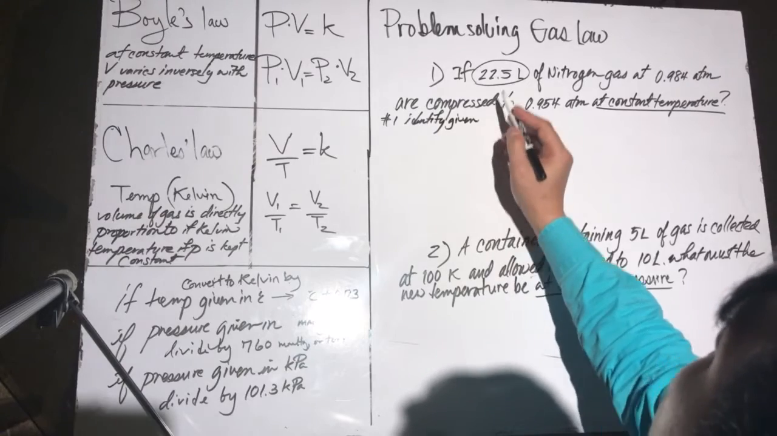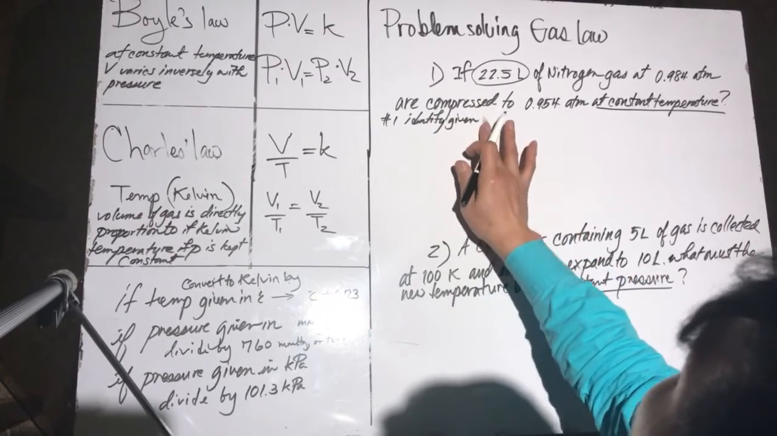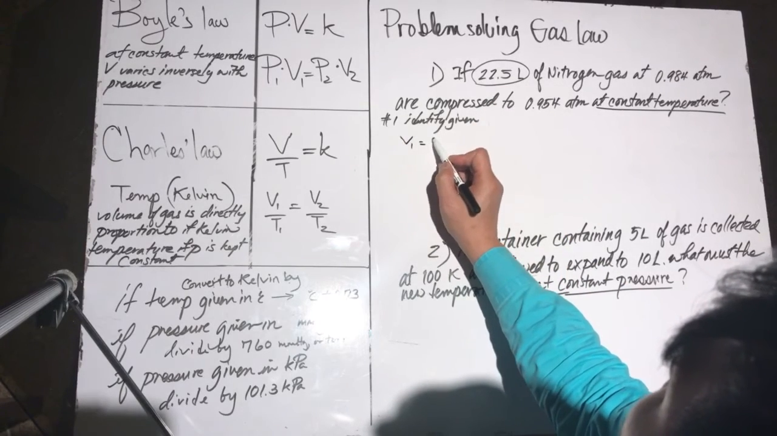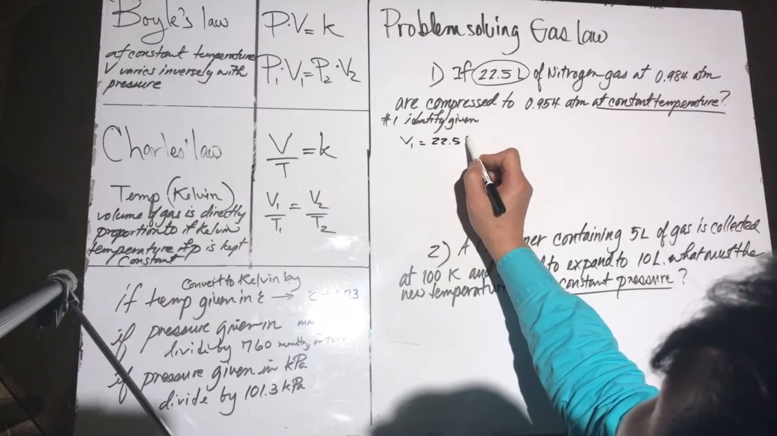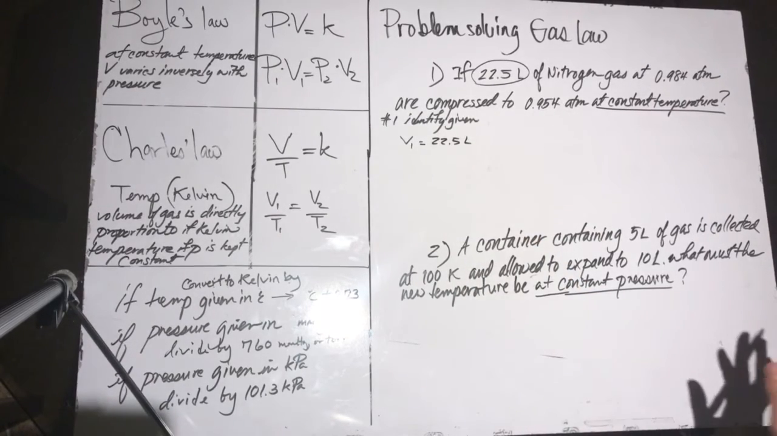Identify given information. So I'm just gonna say that's what I have for the first one. So I'm just gonna put volume 1 because the unit is in liter. So volume is in liter or milliliter.